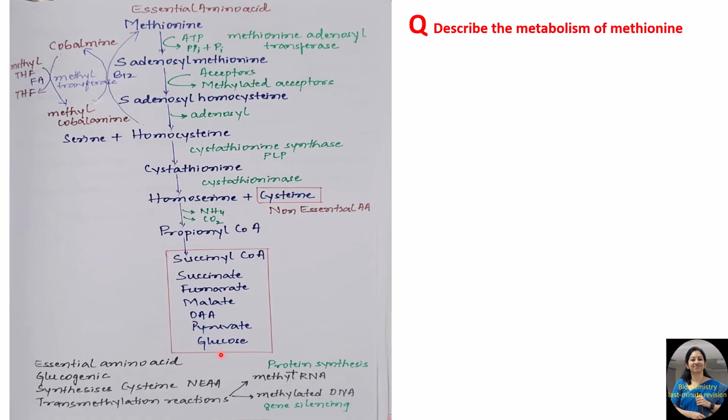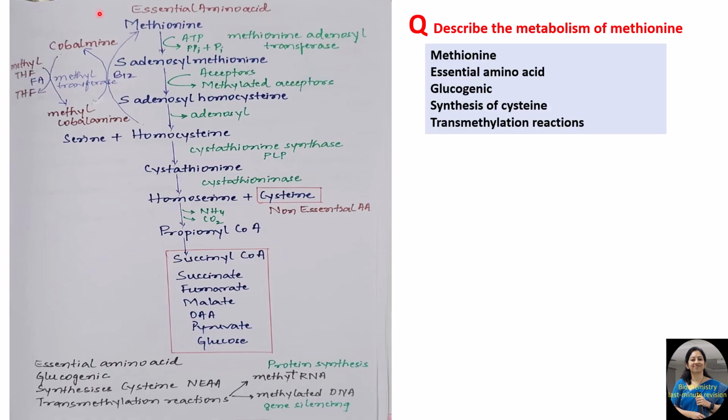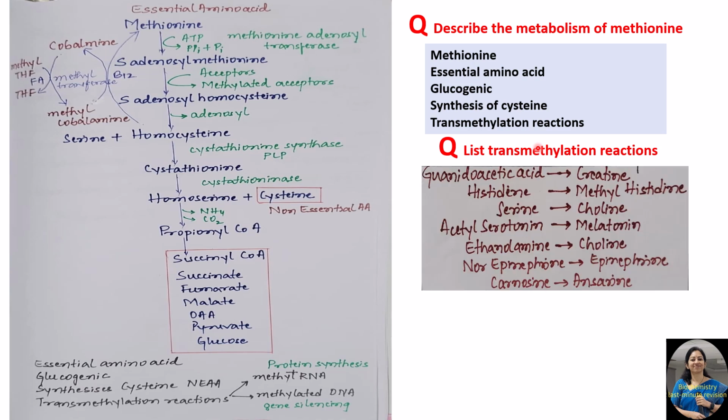So just to summarize, methionine is an essential amino acid. It is glucogenic. It is involved in synthesis of cysteine, which is a non-essential amino acid. And one of the main functions of methionine is to participate in transmethylation reactions, where its active form S-adenosyl methionine acts as a methyl group donor. Now sometimes a list of all the transmethylation reactions can be asked as a 5-mark question for you. So you need to write all these transmethylation reactions.